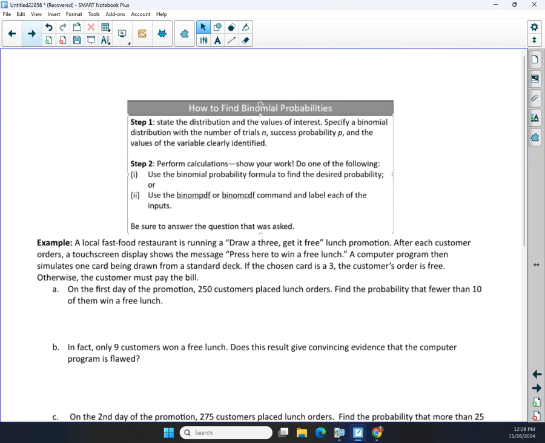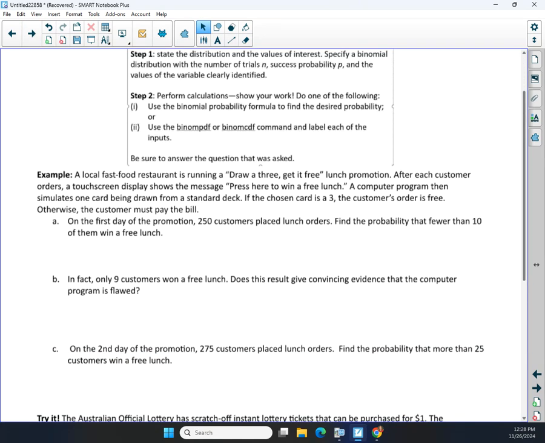How to find binomial probabilities. Step 1, state the distribution and the values of interest. Specify a binomial distribution with the number of trials n, probability of success p, and the value of the variable clearly identified. Step 2, perform calculations, show your work. Do one of the following. Use the binomial probability formula, or use binomPDF or binomCDF, and label each of the inputs. Be sure to answer the question that was asked.